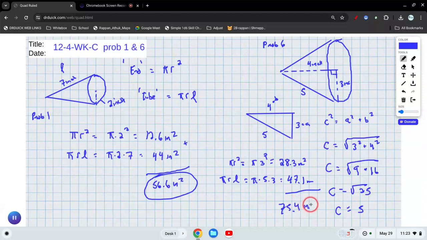My answer is going to be 75.4 inches squared. So just remember, if you see the little right triangle in the center of this thing, that tells you that you have to get the hypotenuse to get the outside. Hopefully that makes sense.